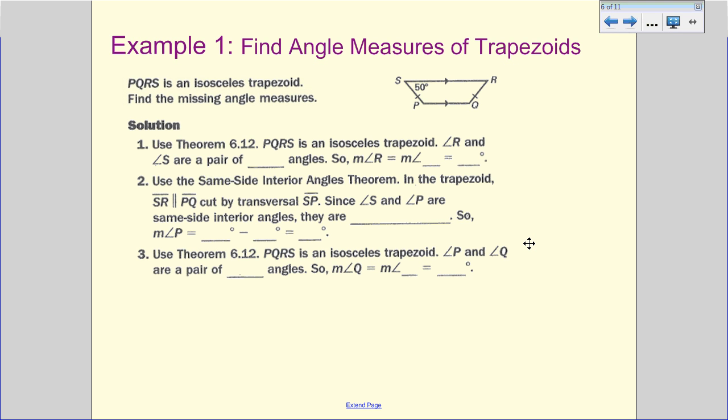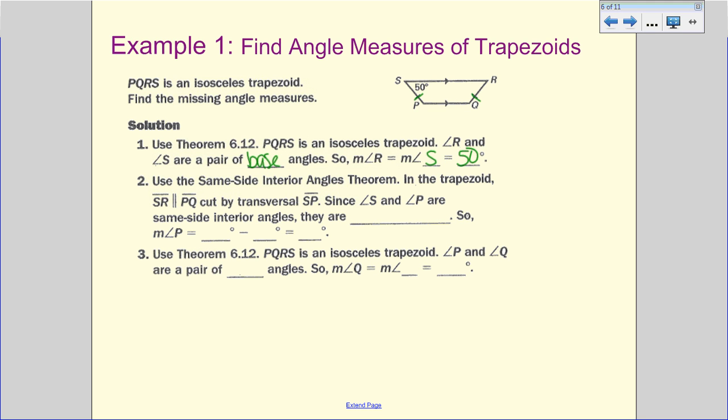All right, so let's take a look at finding the angle measures of a trapezoid. Really, we're only able to do this if we know it's isosceles or if we are given more than one angle. So we're given 50 degrees for angle S, and we know PS and QR are congruent. Since it's an isosceles trapezoid, angle S and angle R are a pair of base angles. And we know that the measure of angle R equals the measure of angle S, so angle R equals 50 degrees.